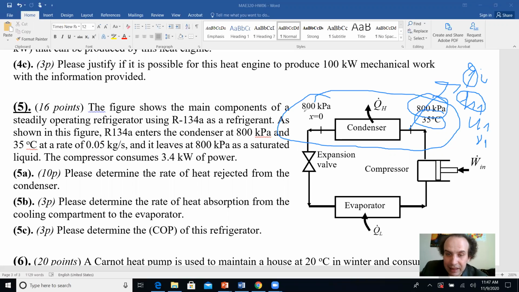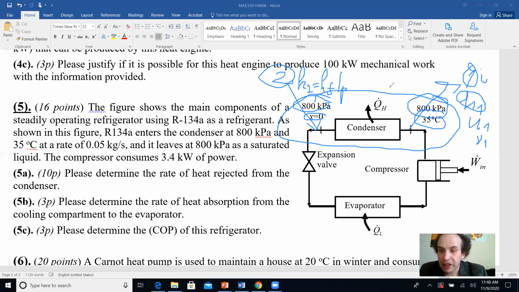Now, this is state 2, okay? Do you know state 2 here? Again, you have 800 kilopascals, the same as here, and you have quality of 0. So it will be what? It will be saturated liquid. So your H2 will be what? It will be Hf at this given pressure, correct? Will you be able to find it? So you know H1 and H2.